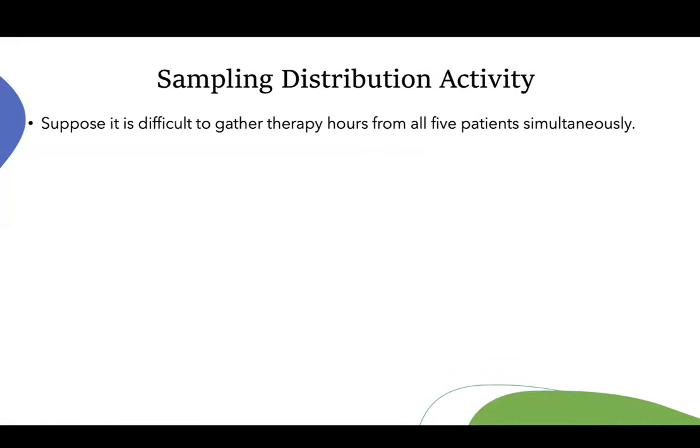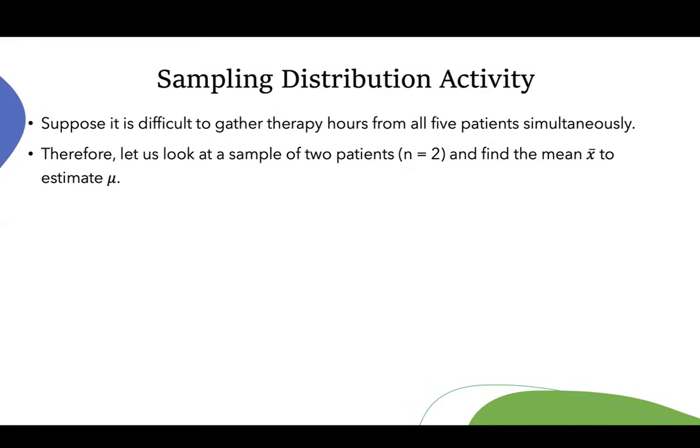Okay. So suppose that we need to sample from this population because maybe we don't have access to the entire population for whatever reason. This is a really small example to demonstrate that sometimes it is necessary to sample because you don't have access to the entire population. So let's suppose that we choose to sample 2 patients from our population of 5. And in that case, lowercase n is 2.